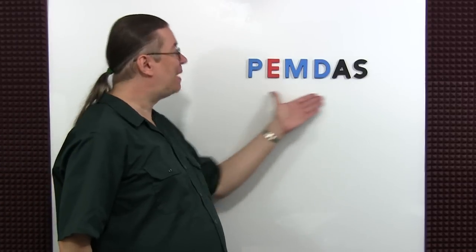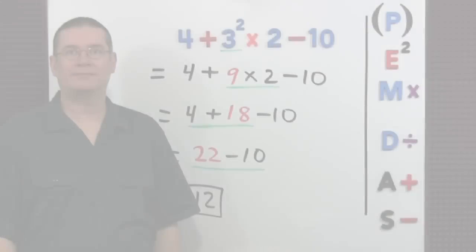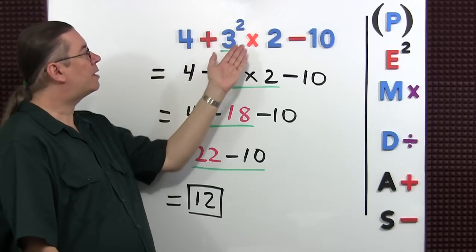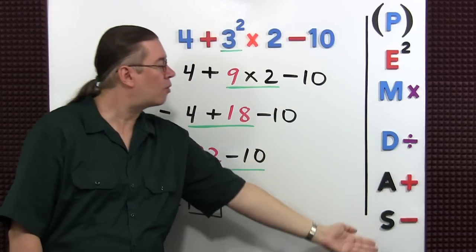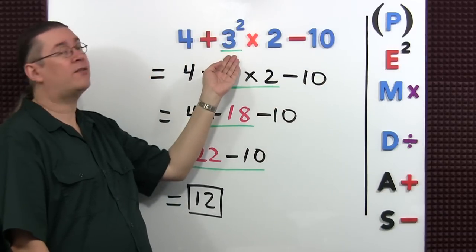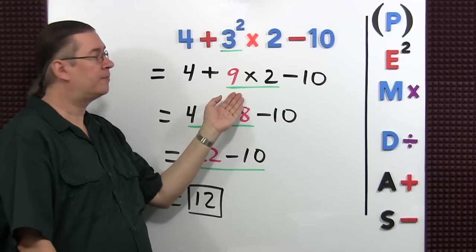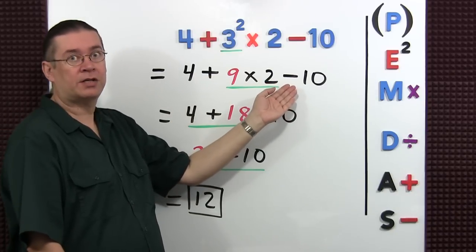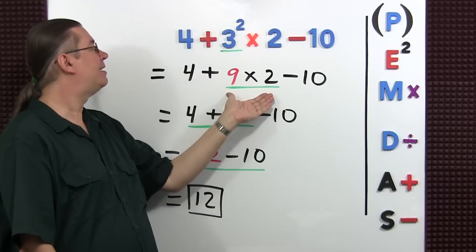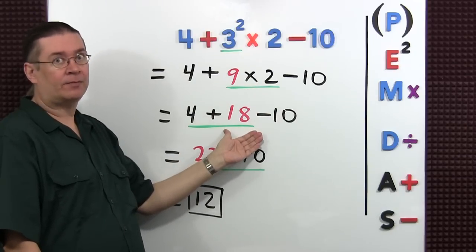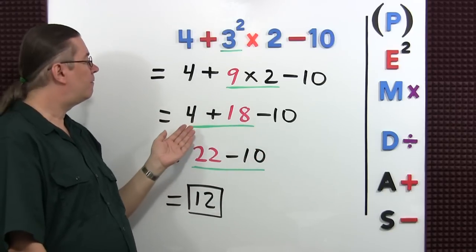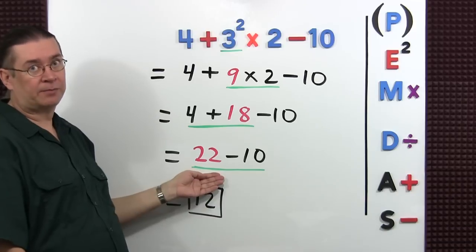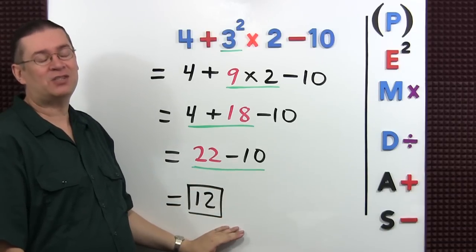Hi, Aunt Sally! Now we're ready to do a couple more examples using PEMDAS. We're given 4 plus 3 squared times 2 minus 10. Which operation should we do first? Well, according to our order of operations, we should square the 3 to get 9. Then, we have additions, multiplications, and subtractions. We perform multiplication next. 9 times 2 is 18. Now we only have addition and subtractions. So you go from left to right. 4 plus 18 is equal to 22. Minus 10, our final answer is 12.